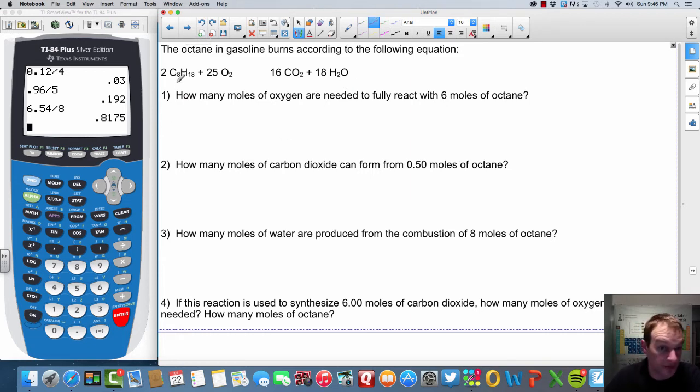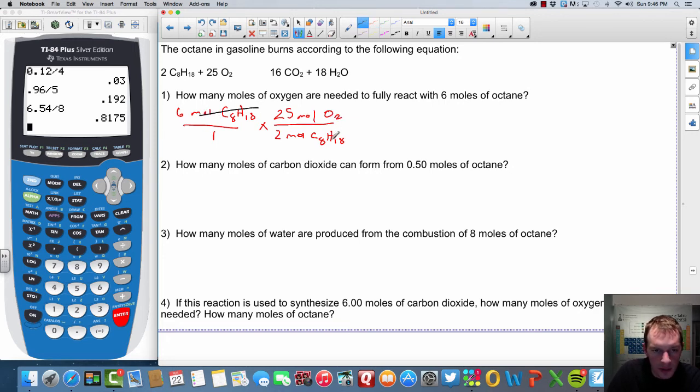I read the question before going back to the beginning. I apologize for that. The octane in gasoline burns according to the following equation, and we've got that equation right there. Okay. Now we can ask, if we've got 6 moles of octane, 6 moles of C8H18, we can put that over 1. And we're trying to get to moles of oxygen. So we can see that there's, for every 2 moles of octane, there's 25 moles of oxygen. So 2 moles of octane, C8H18, for every 25 moles of oxygen, O2.